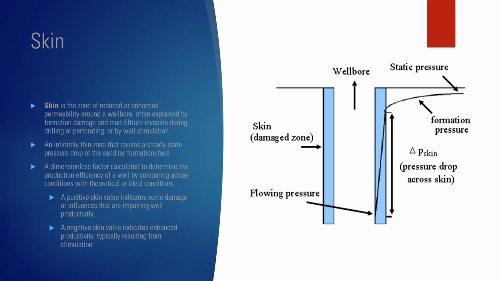Skin. Skin is the zone of reduced or enhanced permeability around the wellbore, often explained by formation damage and mud filtrate invasion during drilling or perforating, or by well stimulation. An infinitely thin zone that causes a steady-state pressure drop at the sand or formation face. Skin is a dimensionless factor calculated to determine the production efficiency of a well by comparing actual conditions with theoretical or ideal conditions. Positive skin values indicate some damage or influences that are impairing well productivity. A negative skin value indicates enhanced productivity, typically resulting from stimulation.